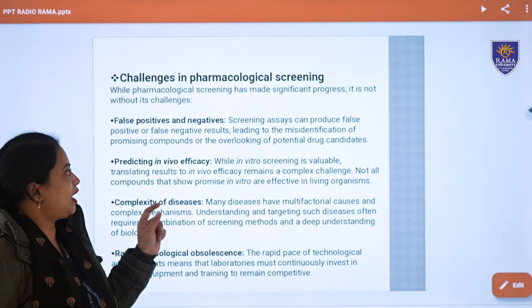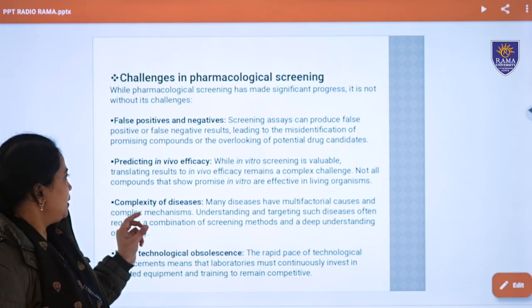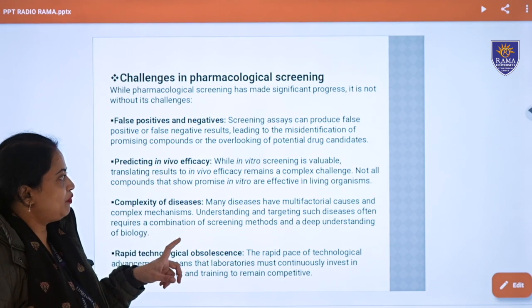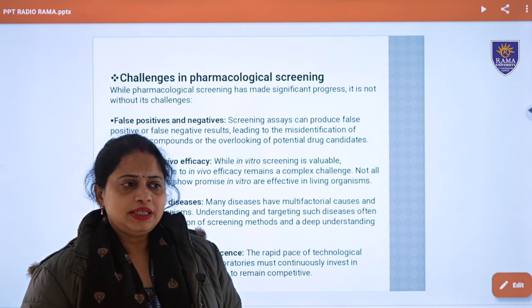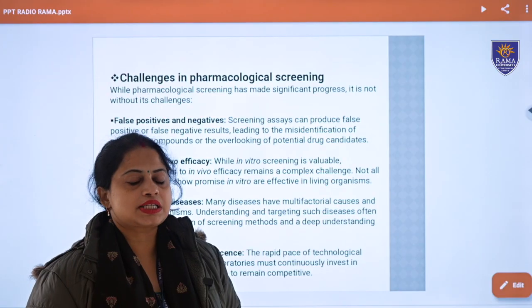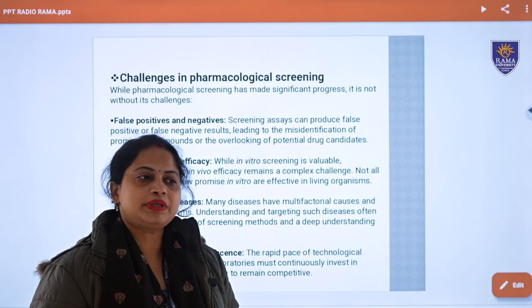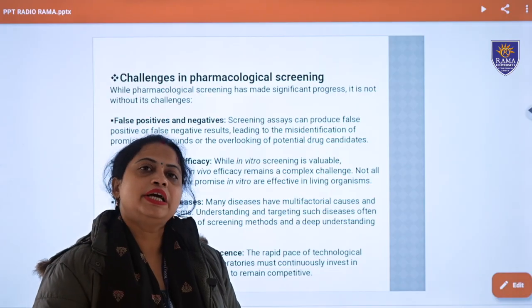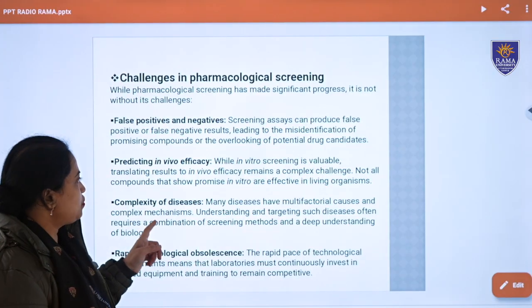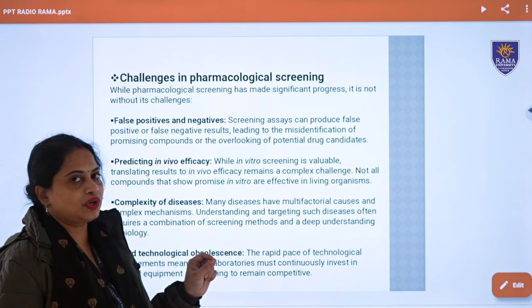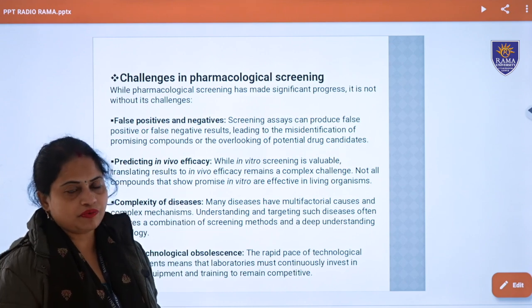Next, predicting in vivo efficacy. While in vitro screening is valuable, translating results to in vivo efficacy remains a complex challenge. For in vitro testing, the chance of a false result is very low. But in an in vivo study, according to the circumstances or environmental conditions, there is a chance of producing negative or false results. Not all compounds that show promise in vitro are effective in living organisms. Some in vitro conditions can also provide a false result.